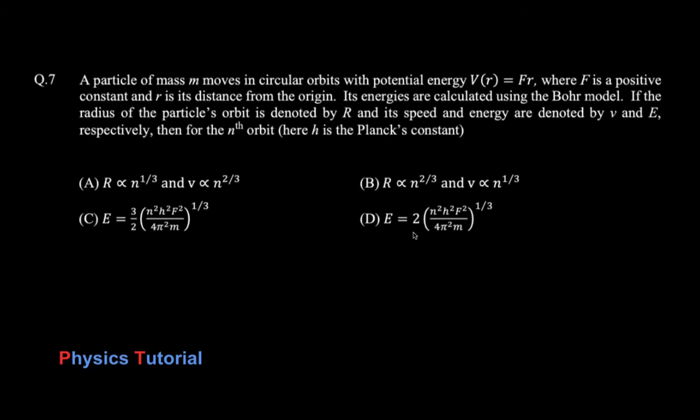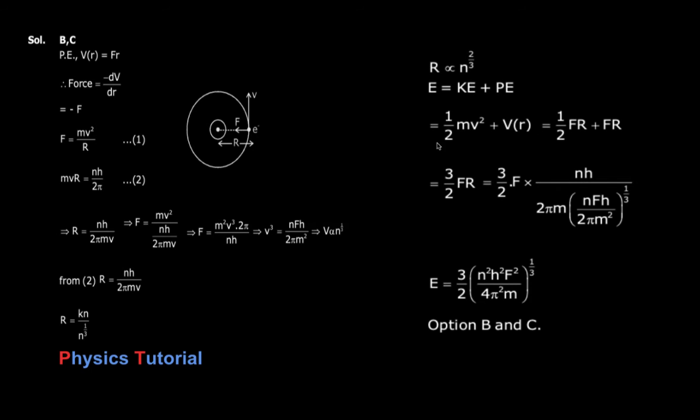Now there is C and D. Check for total energy, that is kinetic energy plus potential energy. Kinetic energy is half of mv square, as you know, and potential energy, given in the question, is F r. So F r you substitute here, and half of mv square, that is half of F r, as we have evaluated here. So half of mv square, and that is 3 by 2 of F r, as you get the value of mv square from here, that is F r. Just cross multiply from equation 1, mv square is F r.